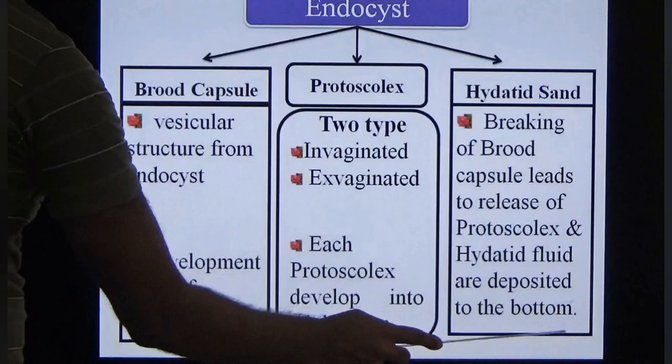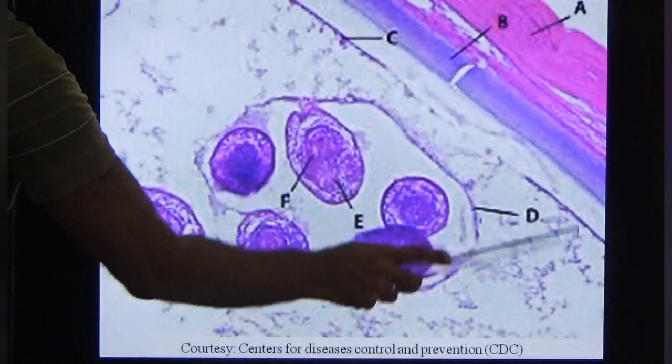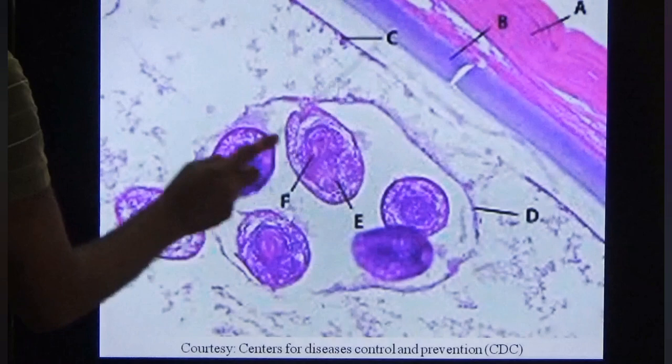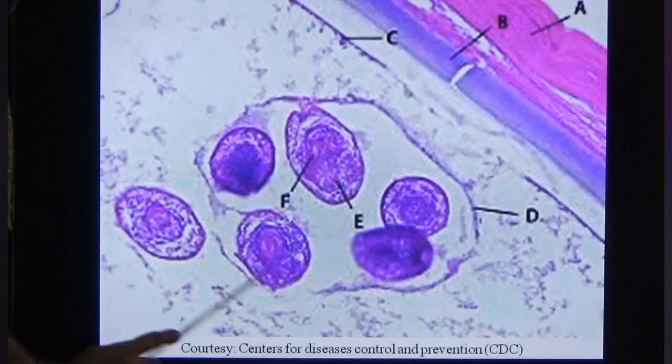Okay, you can see it here in the histology. There is the outermost layer, A, which is known as the fibrous tissue. B is known as the ectocyst, and C is known as the endocyst. And this is the brood capsule. Inside one brood capsule there are so many protoscolices.